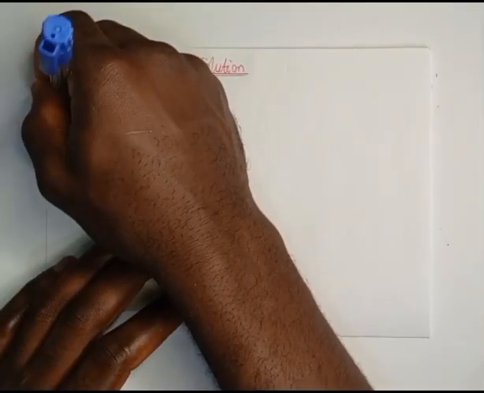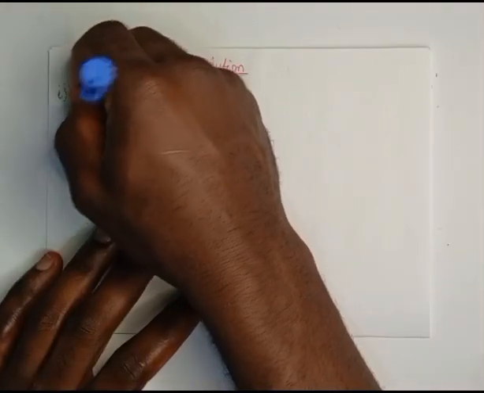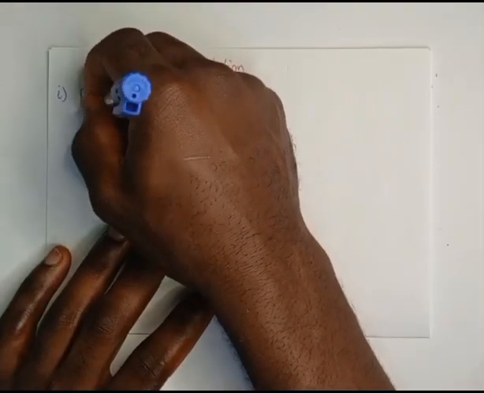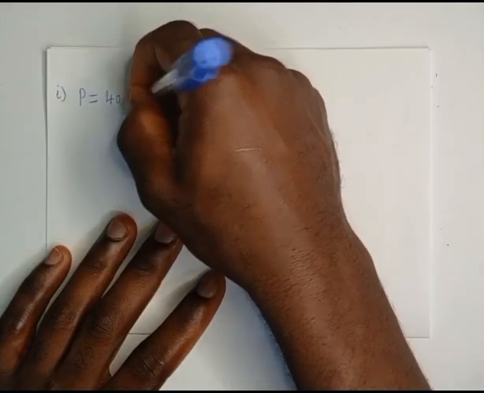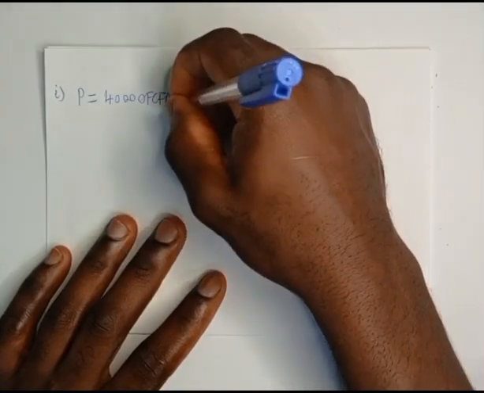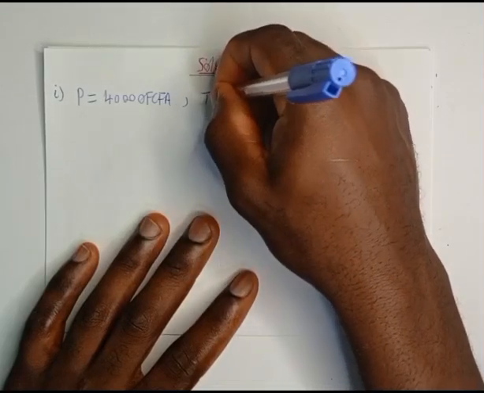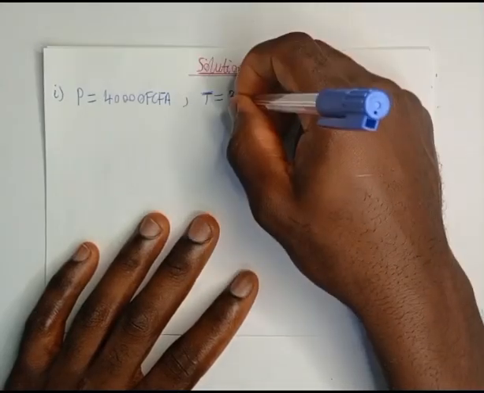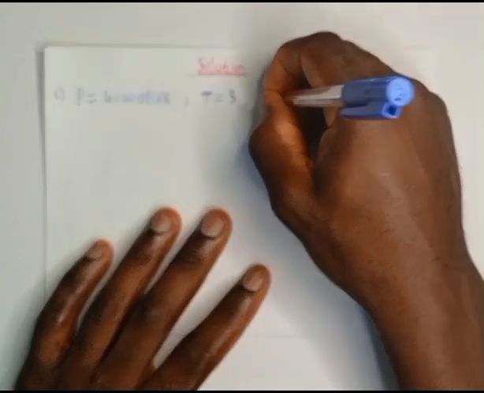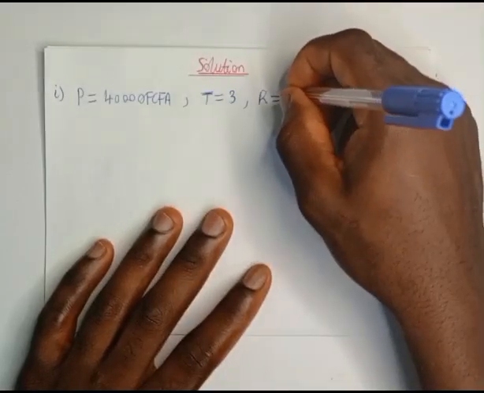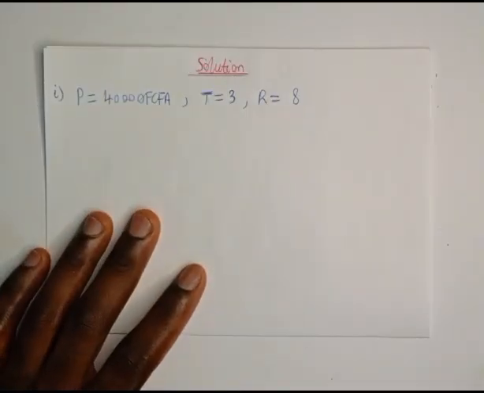Question I, the principal, the amount which is borrowed, is 40,000 francs CFA. Time T is 3 years. The value of the rate R is 8. Answering this question, we are going to make use of the formula.